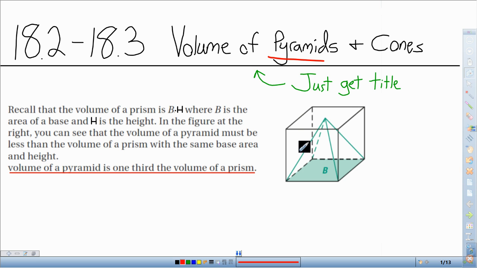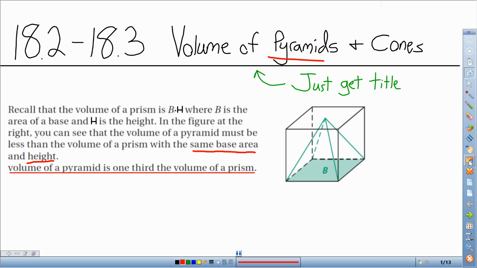Let's just stop there. If you take a look, they have a pyramid inside of this prism, and it's kind of obvious that the volume of that pyramid would be less than this prism. Okay, so what does that mean? Well, it says, notice that it has the same base area and height. The base of this pyramid is the same as the base of the prism, and the height of this pyramid would be the same as the height of the prism.